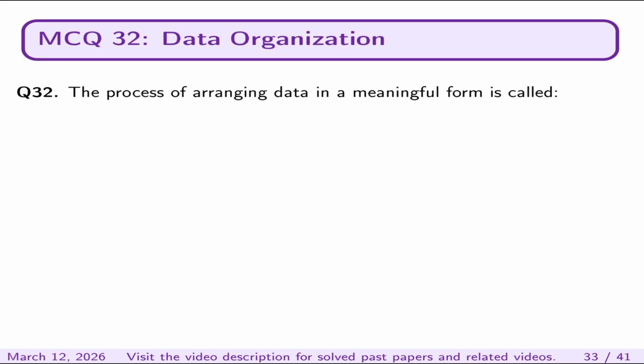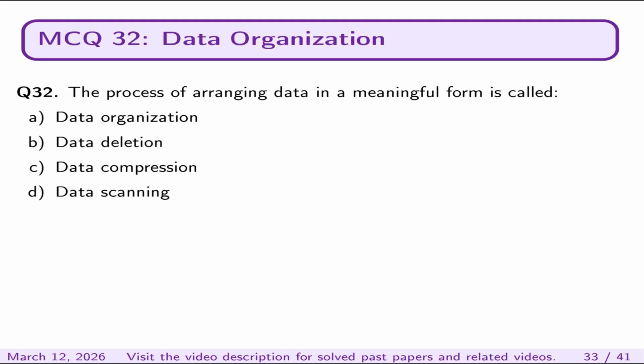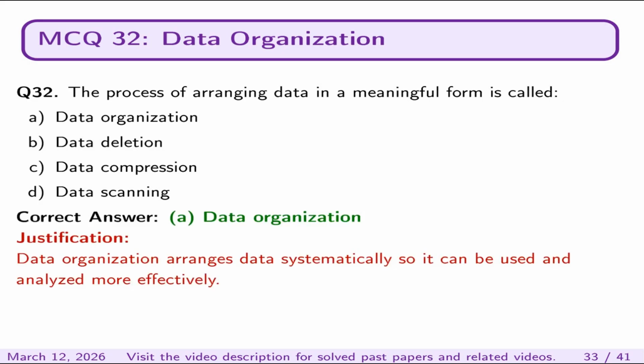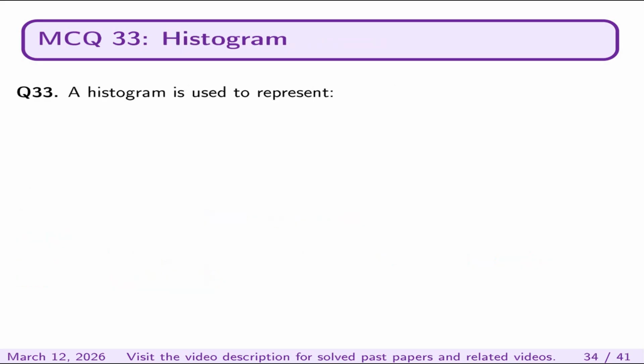The process of arranging data in a meaningful form is called data organization, data deletion, data compression, data scanning. Correct option is data organization, because data organization arranges data systematically so it can be used and analyzed more effectively.